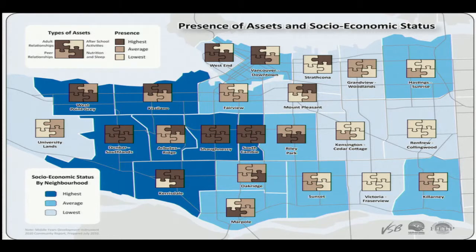And then what we do is we map by the assets that are present. So you could see right now the four dimensions of the assets and see which areas across the city have really high adult relationships or after-school time versus nutrition and sleep. You do see kind of a divide, with larger amounts being vulnerable on one side than the other.